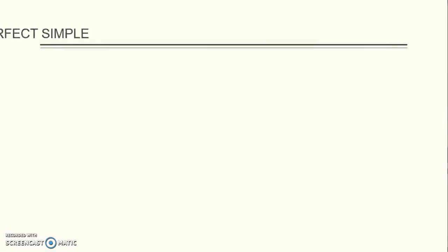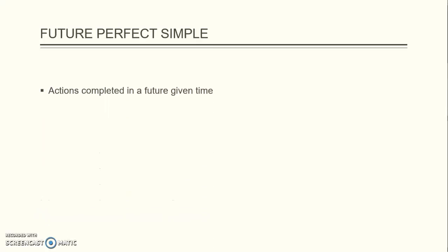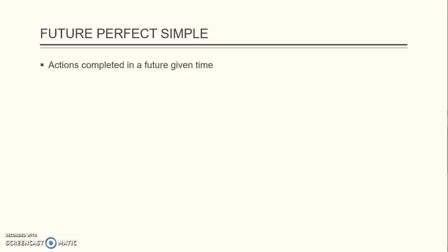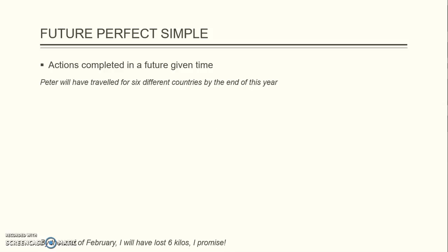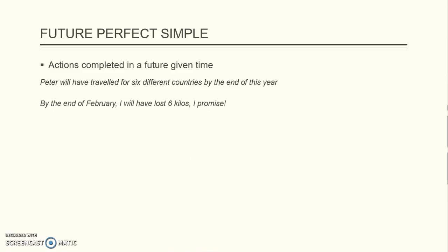The next tense we're going to have a look at is the future perfect simple. In this case, we use it to talk about actions that will be completed at a given future time. Examples such as Peter will have traveled to 6 different countries by the end of this year, or by the end of February I will have lost 6 kilos, I promise.